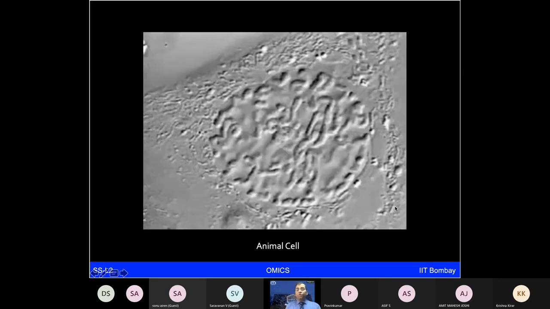I'm just giving you, for your curiosity, how these animal cell and plant cell look in the microscope. When we do these experiments in the cell biology labs and make those microscopic slides, when you see that under the microscope, how these cells look like. So let me just show you this small clip of an animal cell.